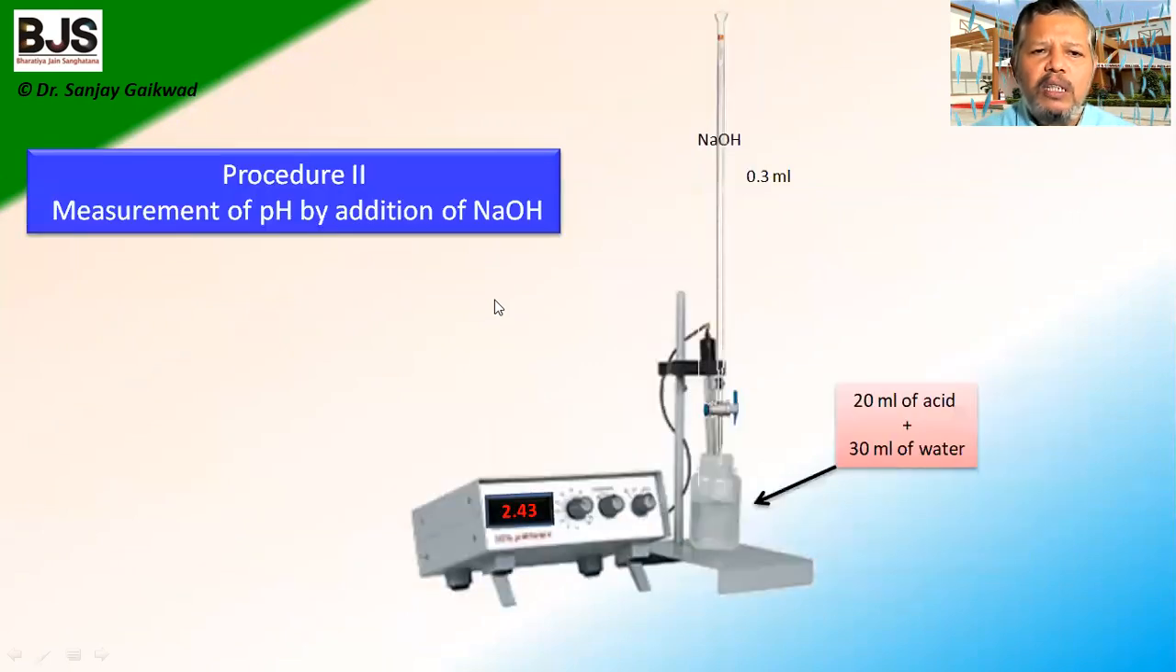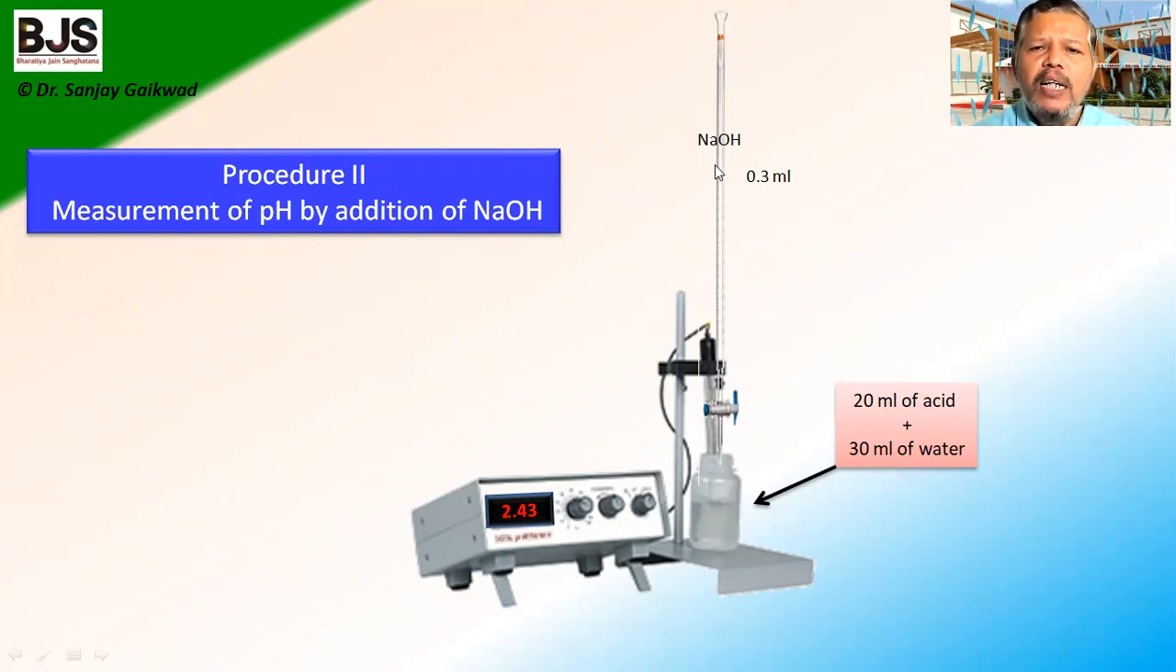The second part of the procedure is related to the experiment: the measurement of pH by addition of NaOH. In the beaker, we take 20 ml of acid plus 30 ml of water, and then we dip the combined glass electrode into the solution, and from the burette we add the 0.5 normal NaOH solution. When we start the experiment, with only acid present, we observe a reading of 2.43. This is the pH of the mixture of acid and water.